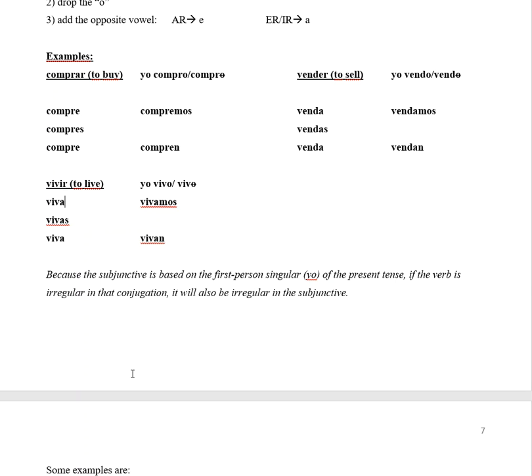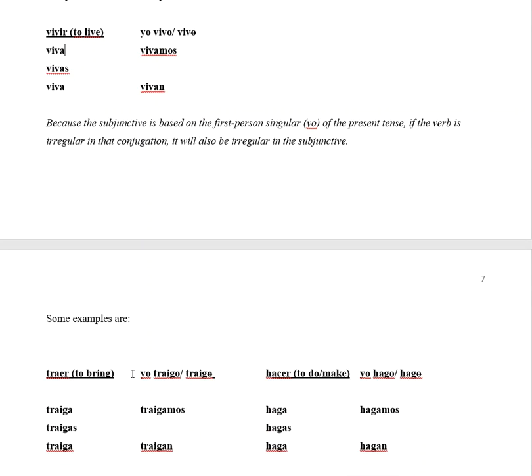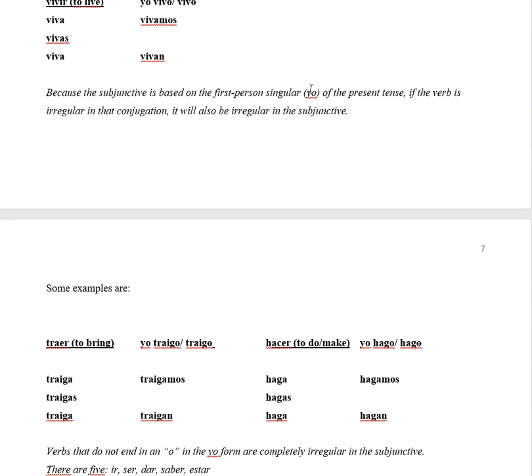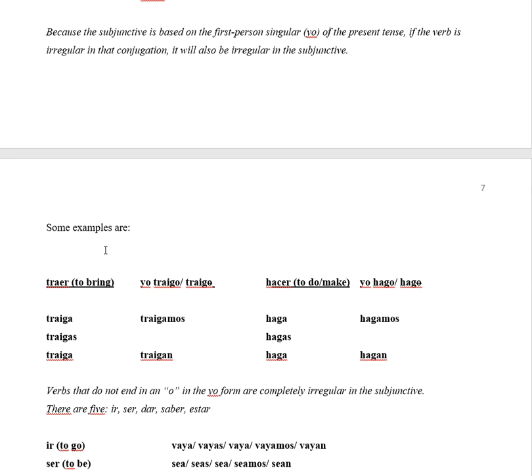Because the subjunctive is based on the first person singular yo of the present tense, if the verb is irregular in that conjugation, it will also be irregular in the subjunctive. Basically, the irregulars in the yo form carry over into the subjunctive. Let's look at some examples.